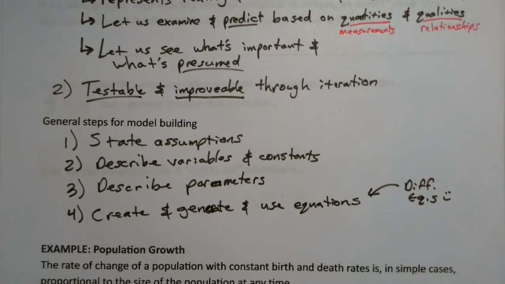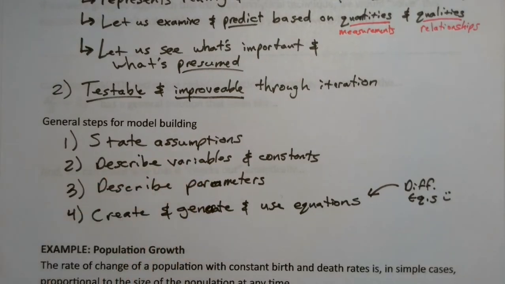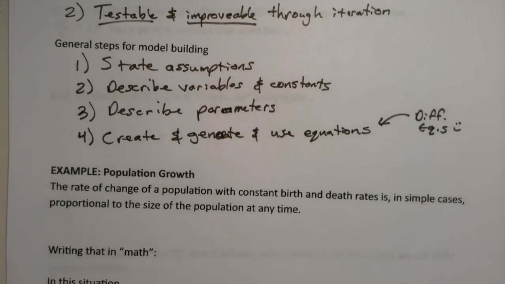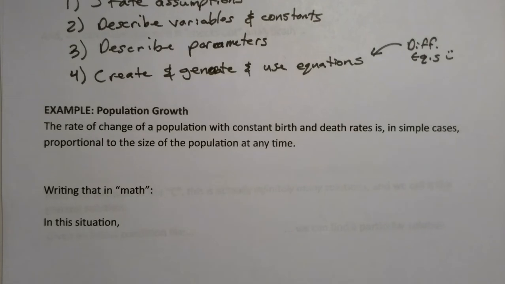Right? So we should be able to start with assumptions, and sometimes stating assumptions and describing variables. Sometimes that's done in words. Sometimes it's done in symbols. Sometimes it's just done with a diagram, right? So let me give you an example of a really super simple situation that we can try to model and understand mathematically. So the rate of change of a population with constant birth and death rates is, in simple cases, proportional to, there's that phrase, the size of the population at any time.